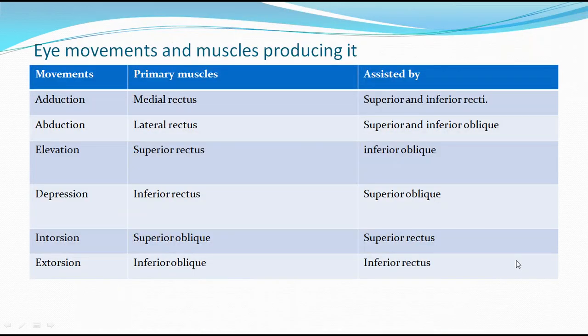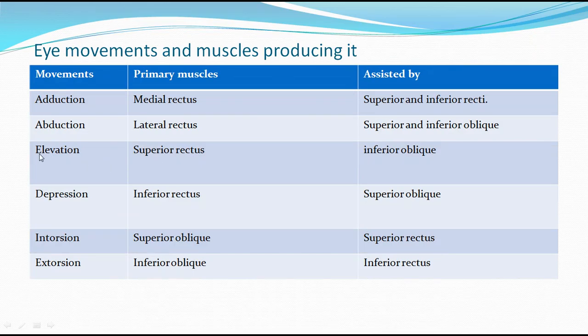This is intorsion of this right eye. This right eye only, see. This is seeing upwards and outwards into this corner. This is extorsion brought about by inferior oblique. Intorsion is brought about by superior oblique. Okay. So just now I told you, I'll summarize.